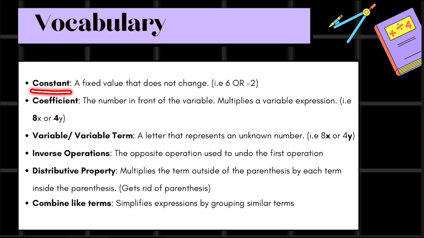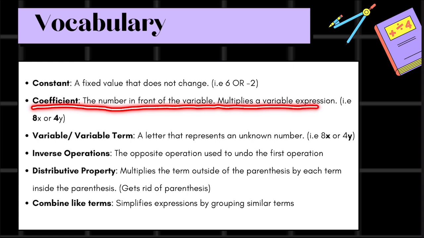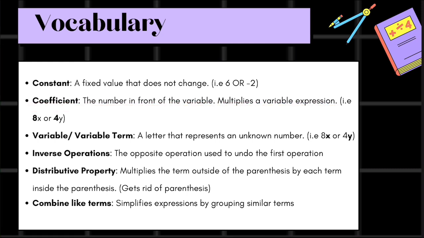A constant is a fixed value that does not change. A coefficient is the number in front of the variable. It multiplies a variable expression. For example, in the variable term 8x, the coefficient is 8. A variable term or variable is a letter that represents an unknown number. For example, 8x and 4y are variable terms. X is the variable here and y is the variable here.